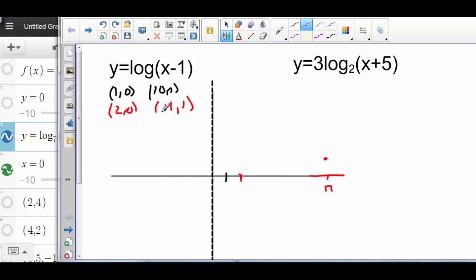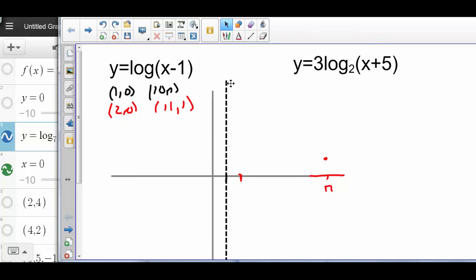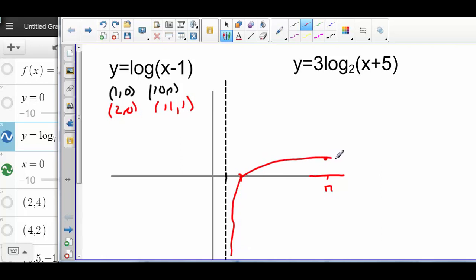And then if the entire graph is shifting to the right, that means the asymptote itself is shifting as well. And again, 1 to the right. And so now my graph is this one. And that's really all we're going to be doing for now for sketching transformations of logarithms. Taking the 2 key points, shifting them according to whatever information we have, and then recognizing where the asymptote shifts as well, and sketching it in like that.